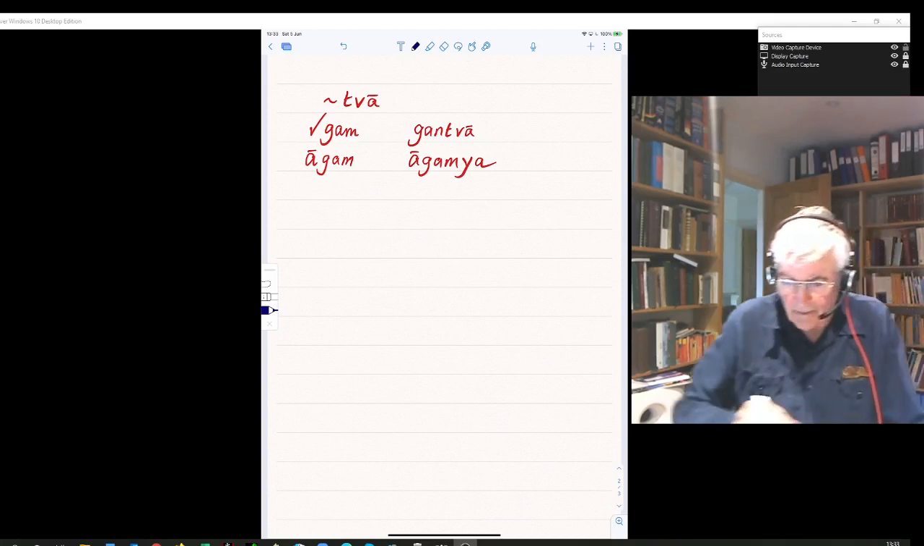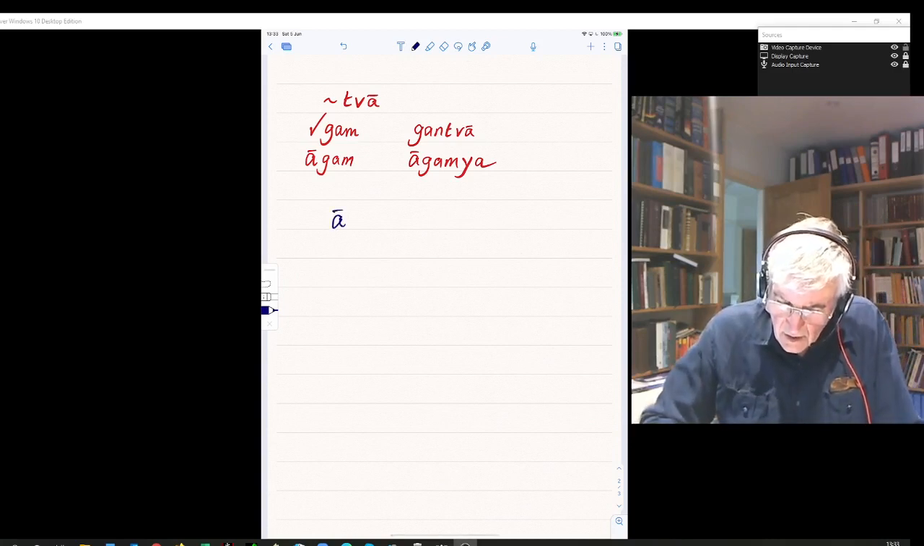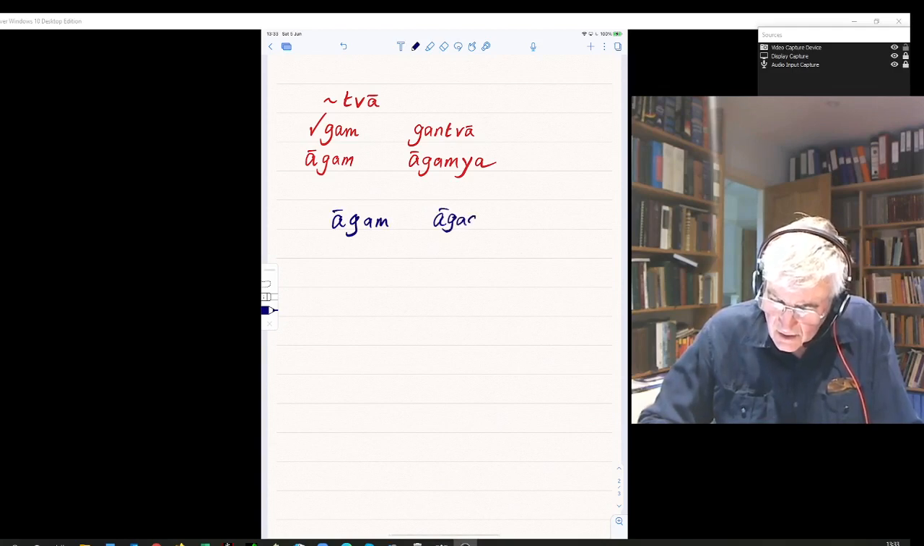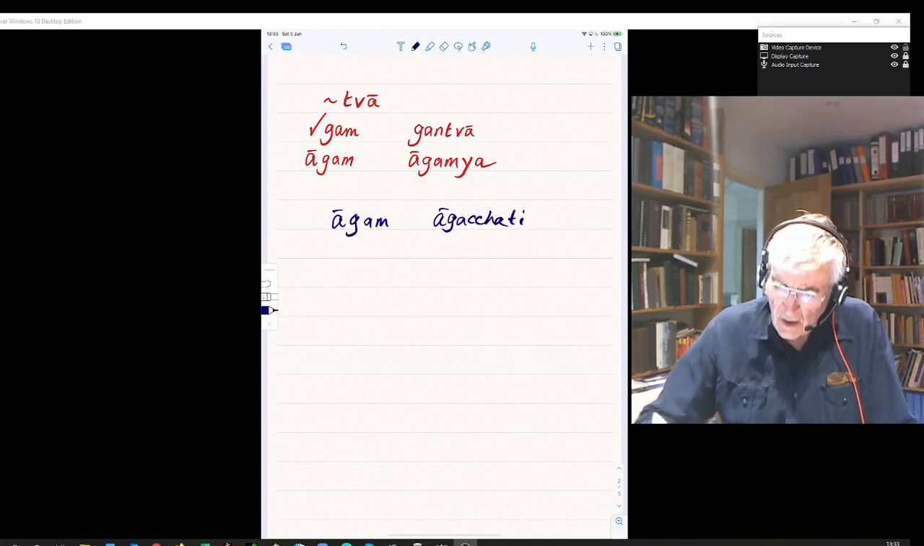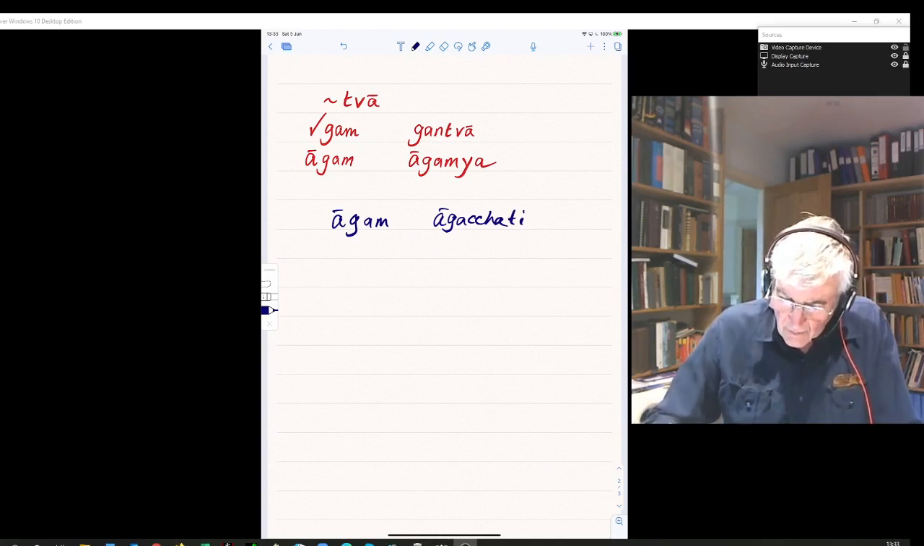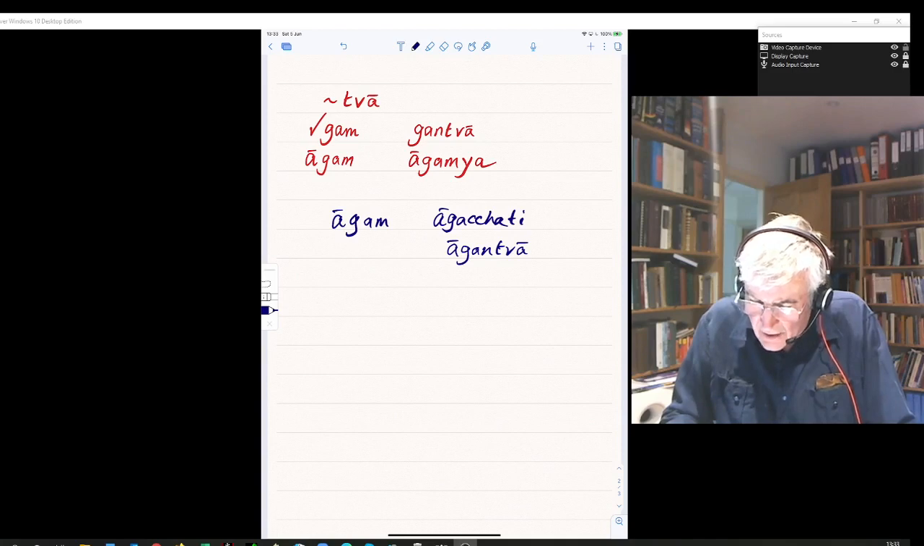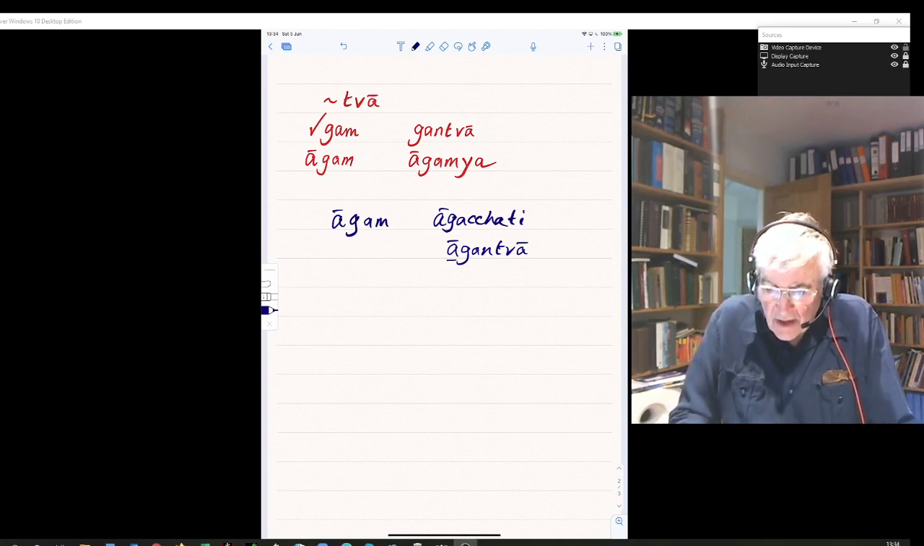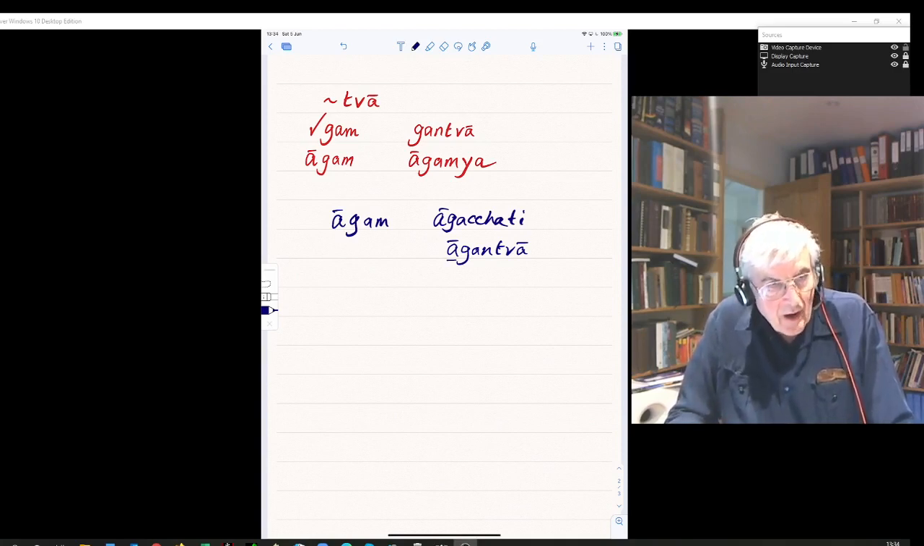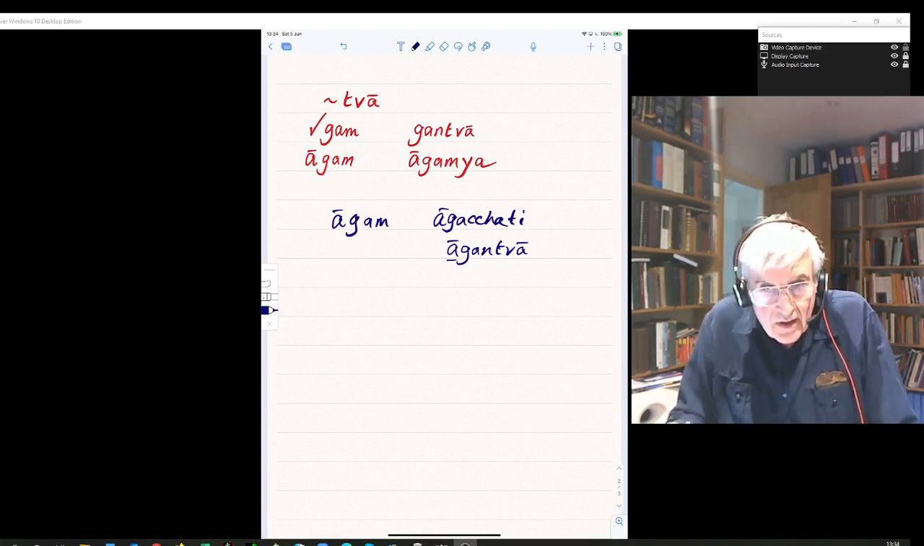That's agachati. Agachati, agam, he, she, it comes, agachati. In Pali, you can have agantva, which would not be allowed in Sanskrit, because you cannot have the twa ending if there is a verbal prefix a. So in Sanskrit, it has to be agamya. Agantva is actually wrong in Sanskrit, though it is allowed in Pali.